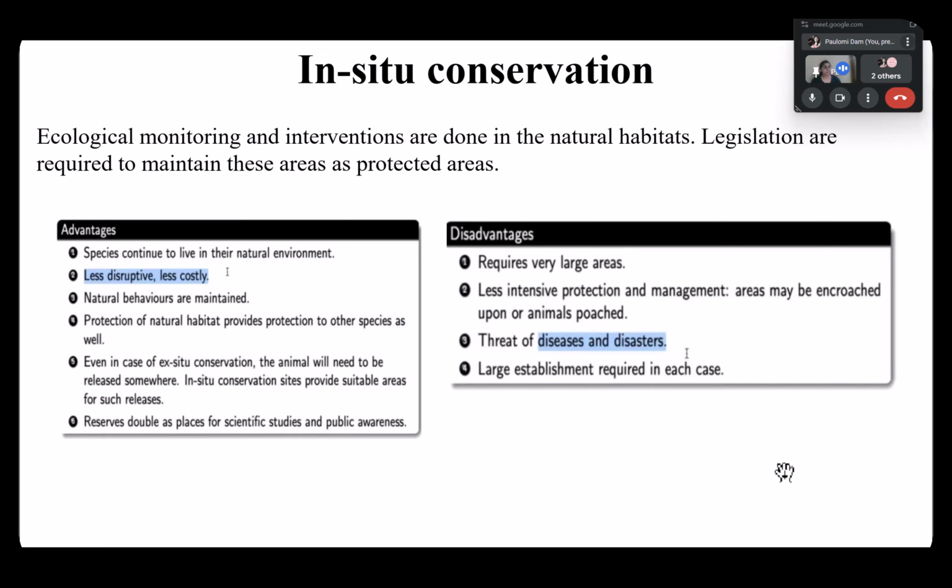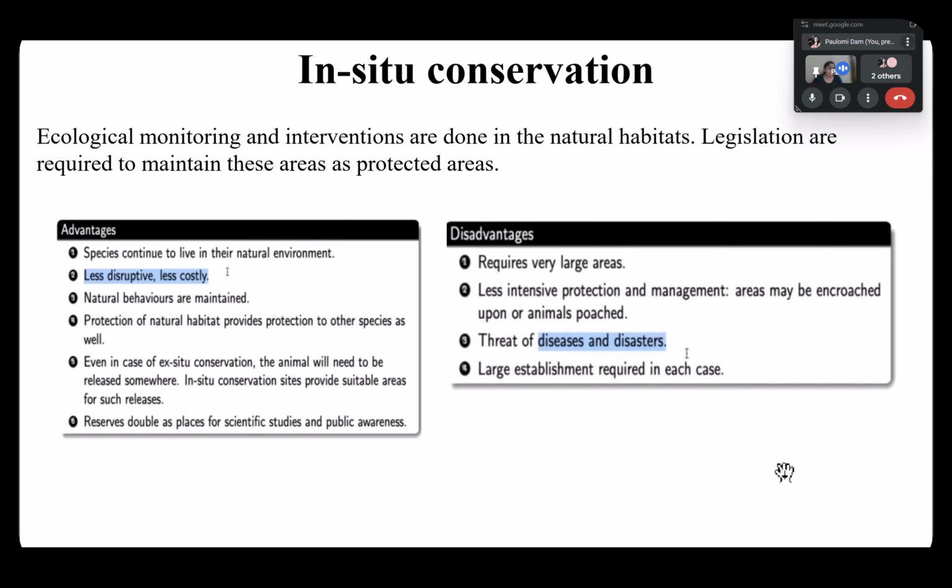So in situ conservation is basically where the animal is present, and you are trying to conserve it right there. So what does this mean? You have ecological monitoring and intervention done in the natural habitat, and of course legislation for any of this conservation. Now what are the advantages? Very intuitive to understand. Species continue to live in the natural environment, so they don't experience any sudden shock. It is less disruptive and less costly, because you're not putting in any new facilities. Everything is in natural condition. You're just using that patch, which is now designated for conservation.